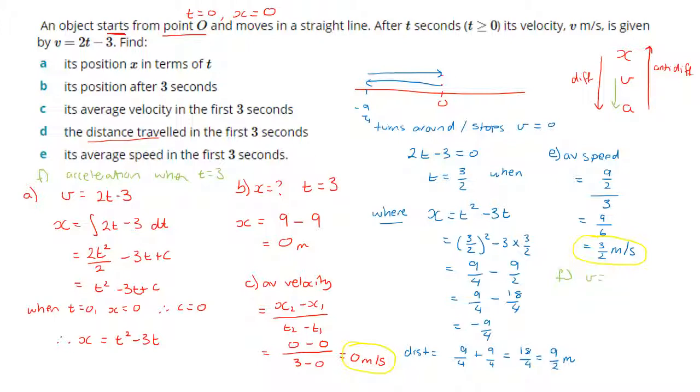So my velocity equation is this one here. To differentiate, we get just 2. So that means the acceleration is constant. It is always 2 meters per second squared. Or this could sometimes be written like so, but it still means 2 meters per second squared, and that is always the acceleration.